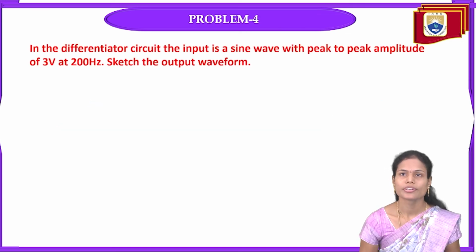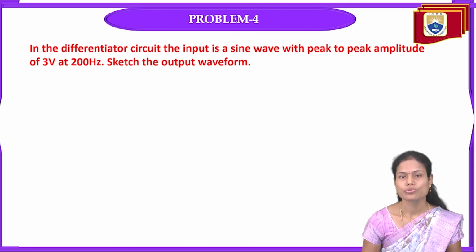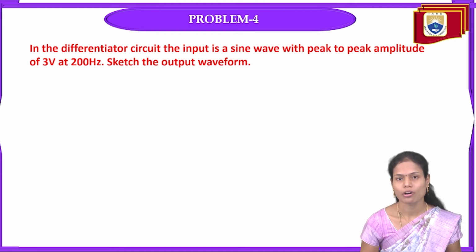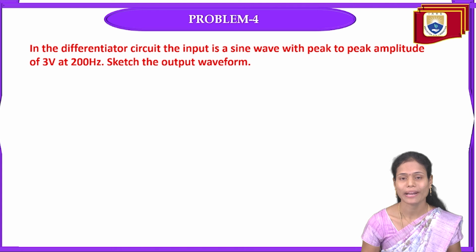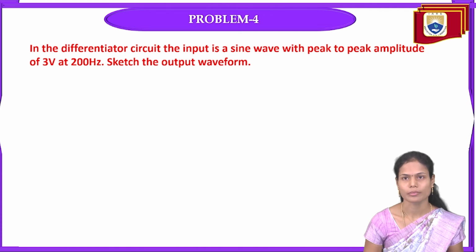So here in the differentiator circuit, the input is a sine wave with peak-to-peak amplitude of 3 volts at 200 Hz. Sketch the output waveform. In all the previous problems, we designed the practical differentiator to differentiate the given signal. But in this case, they have given the signal, and we just need to draw the output waveform for that. No need to draw the practical circuit, we just need to draw the output signal.